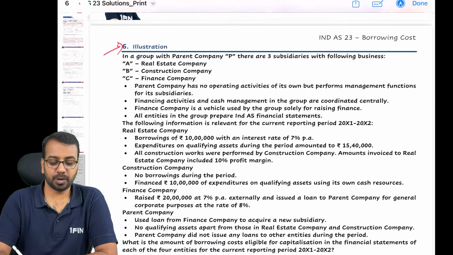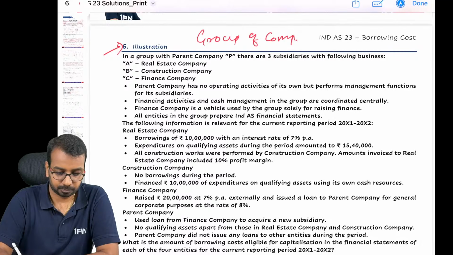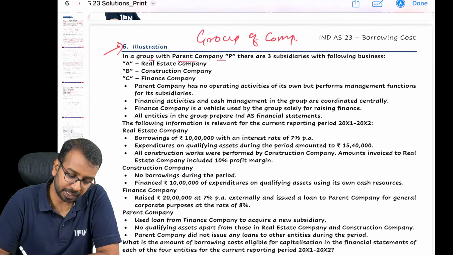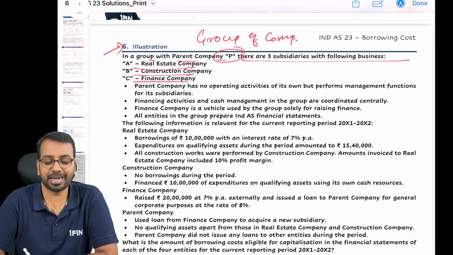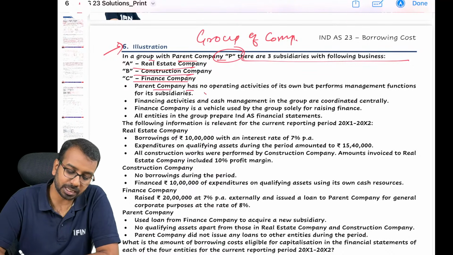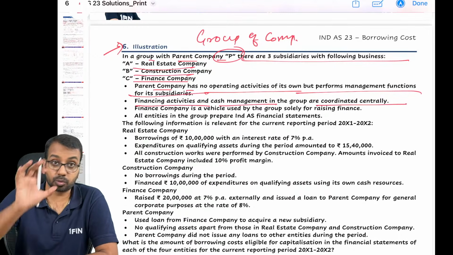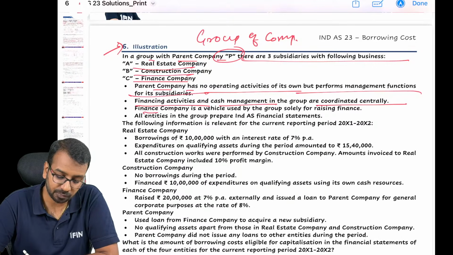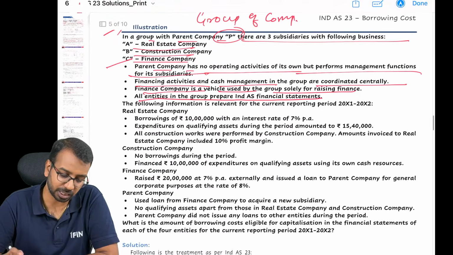This is one more case, which is related to a group of companies. In a group with parent company P, there are 3 subsidiaries: real estate company, construction company, and finance company. Parent company has no operating activities but performs a management function. Finance activities and cash management are coordinated centrally, so it is done centrally at the group level. Finance company is a vehicle used solely for raising finance. All entities prepare Ind AS financial statements.